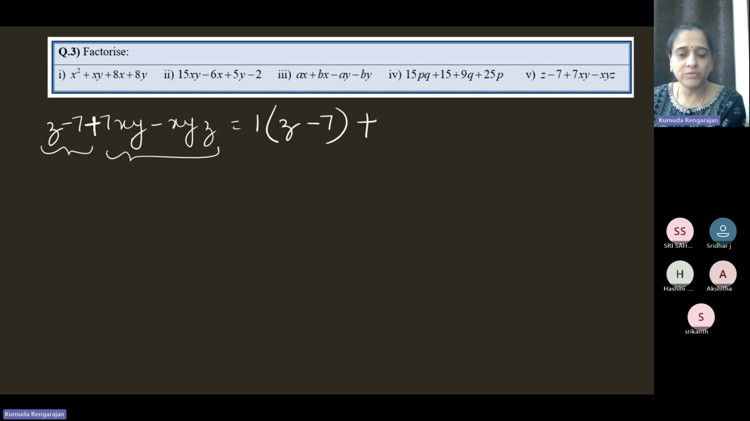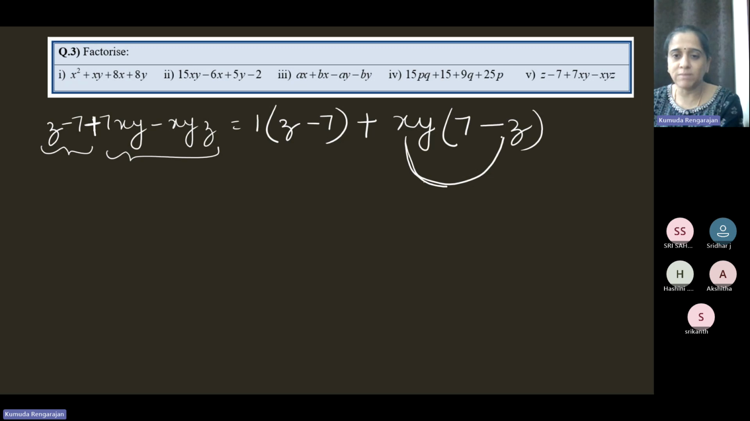Now, between the third and the fourth term, xy is common. So xy into 7 minus z. When you multiply, xy into minus z gives minus xyz. The fourth term with the sign: when you multiply, you must get the fourth term, minus xy into z minus 7.